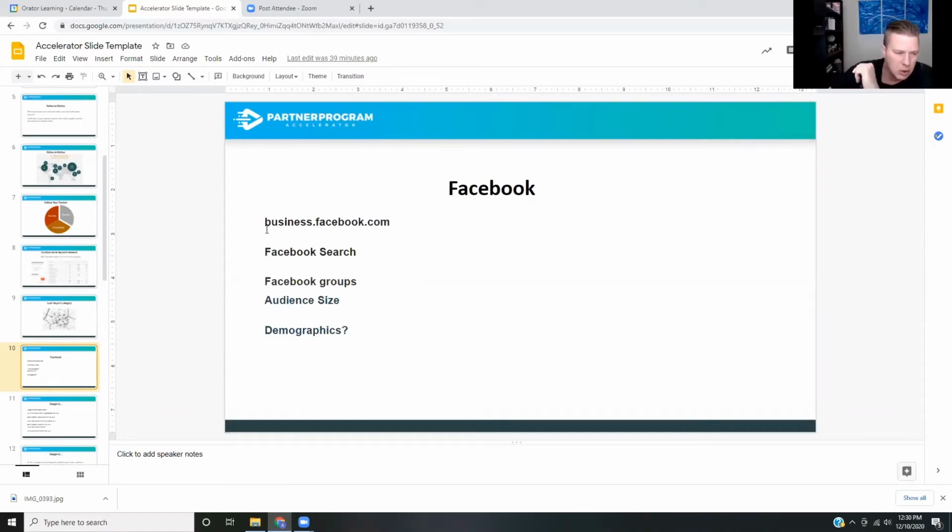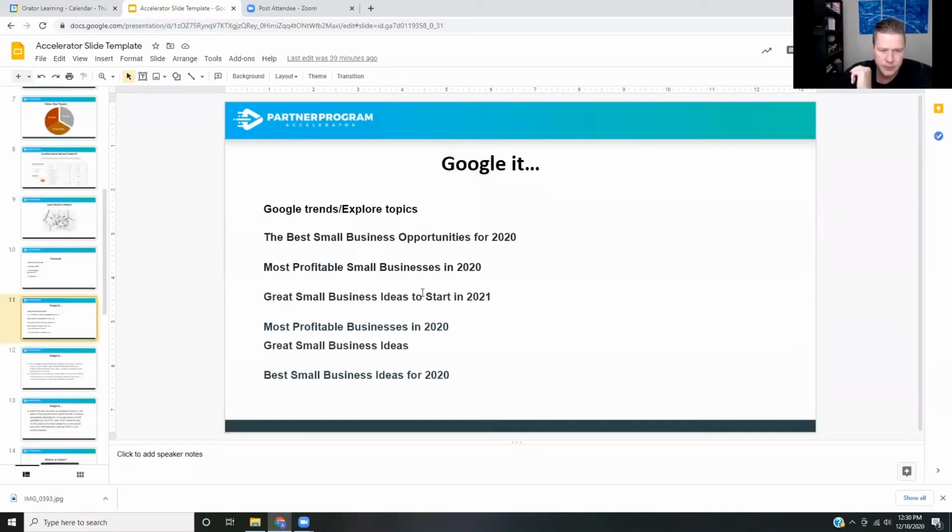Okay. Now, Google, I've got a couple of slides here. First one, go to Google Trends, go to Explore Topics, start looking there. Now, if you've got a Gmail account, it'll let you start to set up an AdWords account. You don't have to run ads right away to do anything on Google, but you can look things up that way. So it's a benefit.